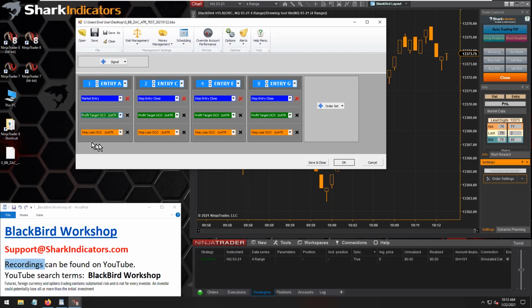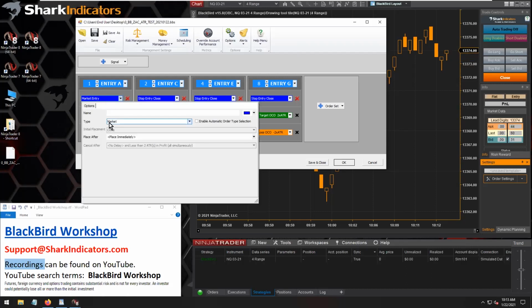This first order set, order set A, we can see that it's a market entry. If we open this up, we all know that market orders get filled instantly. I also want you to pay attention that the place after says place immediately, so the place after is not used in this case. That's order set A, and this is going to get submitted to the market immediately.